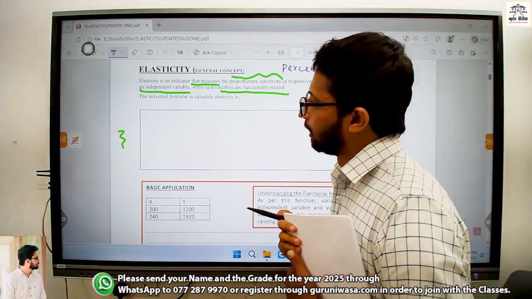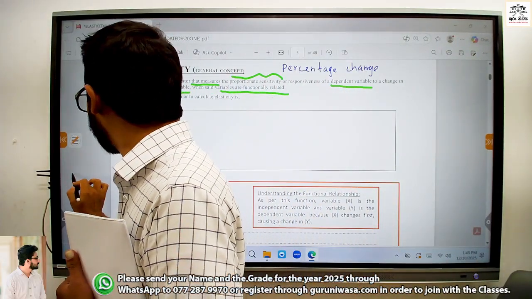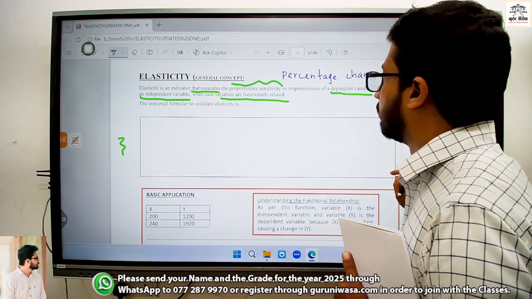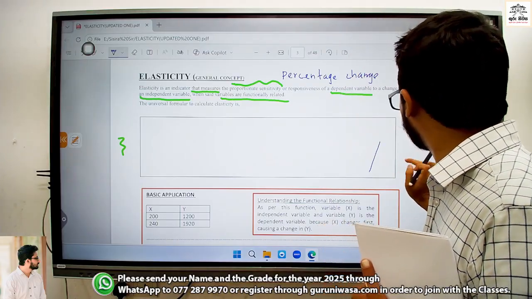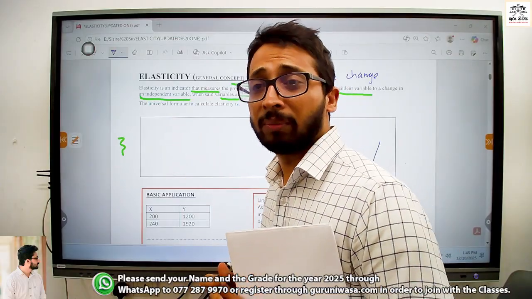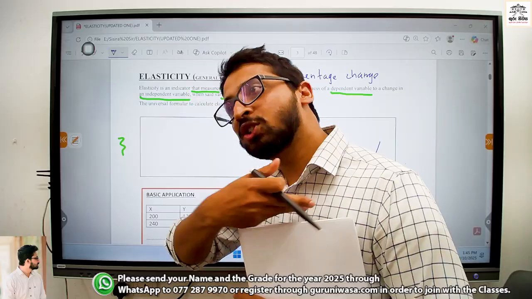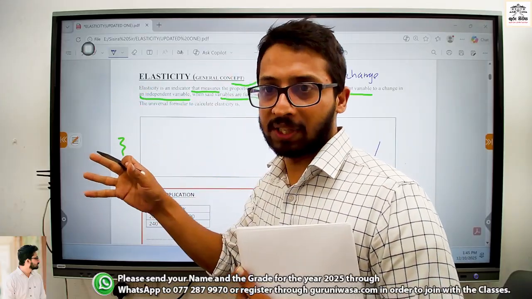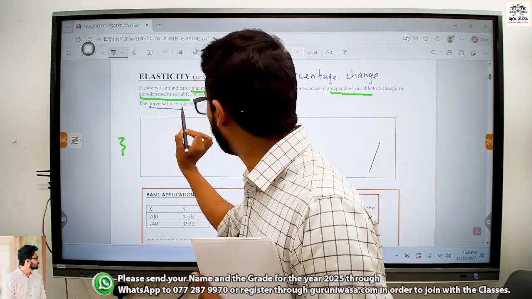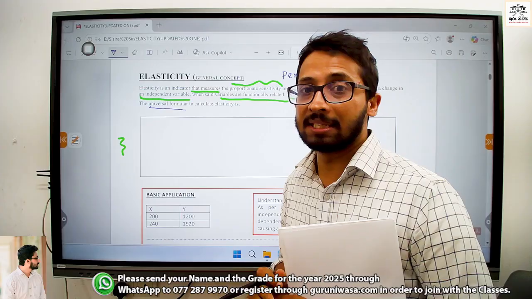Okay, example, tell me. Right, okay, let's move on. The universal formula. Universal formula means it's common to everything, all subjects. That's what I told you. Remember the word: the universal formula to calculate elasticity.